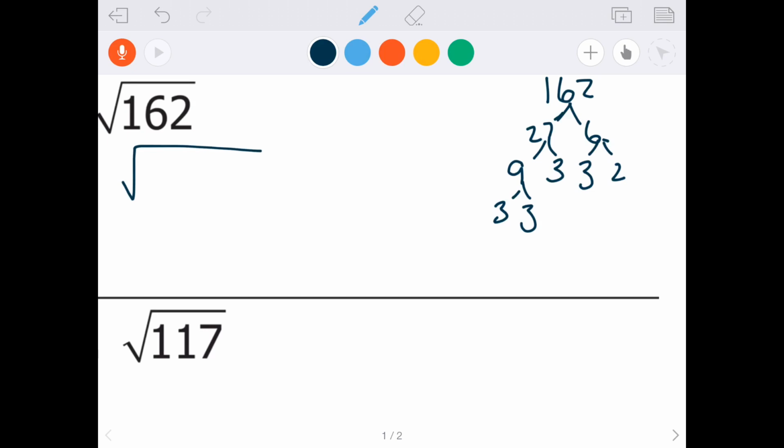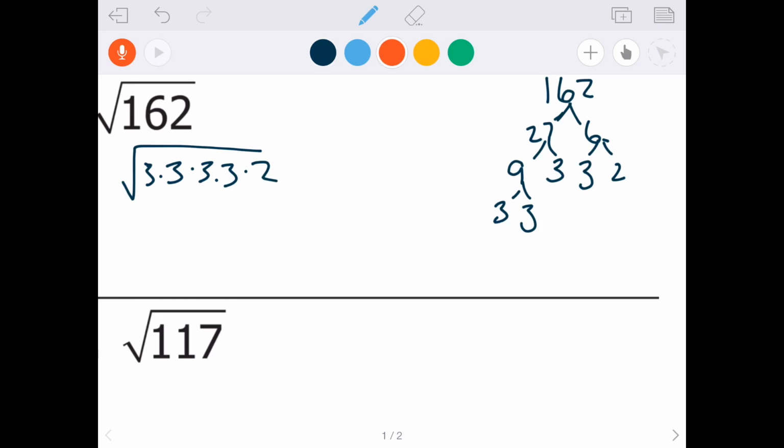So what I like to do is I like to rewrite those factors underneath the square root sign. So 3 times 3 times 3 times 3 times 2. That is the same thing as the square root of 162. Those are the factors of 162. And if you multiplied those all together, you would get 162.